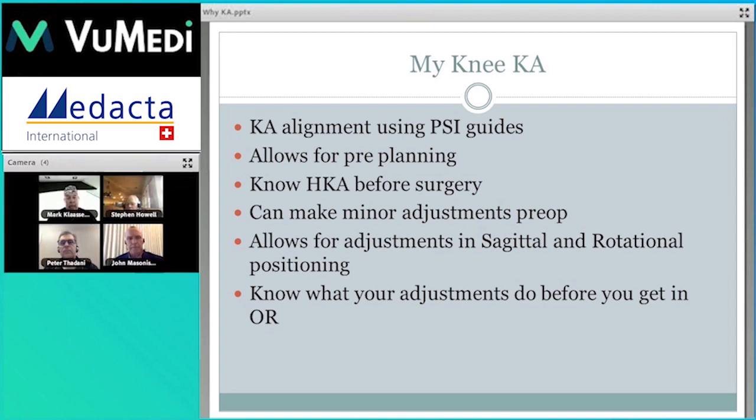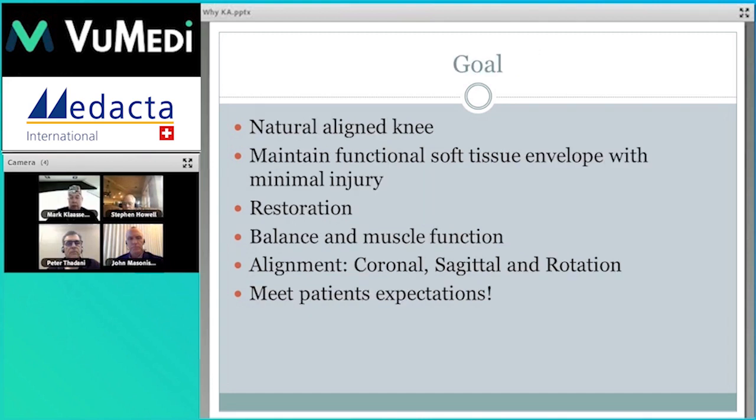It allows for pre-planning. It allows me to know what my hip, knee, ankle angle is before surgery and before I ever make my incision. So my knee kinematic alignment allows me to make adjustments in sagittal and rotational positioning as well as the coronal positioning. And I like that ability because I can see what that does to my HKA angle. And it's very, very telling when you make small changes. You can make some significant differences. And I know what my adjustments are that way before I ever get to the OR.